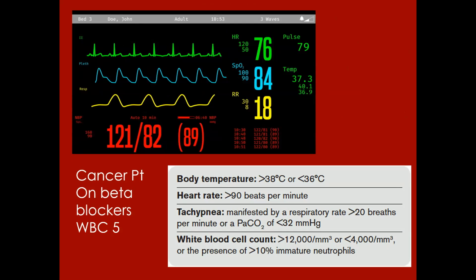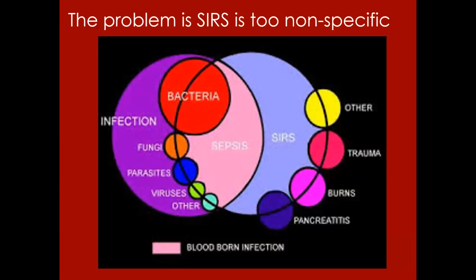They completely miss the oxygen sat of 84%. And maybe they have rales in their lungs. And maybe this person isn't tachycardic because they're on beta blockers. And they can't mount a white count because they just had chemotherapy. So this SIRS criteria completely missed this very sick patient who went to the ICU. So you can see here now that SIRS is too nonspecific.